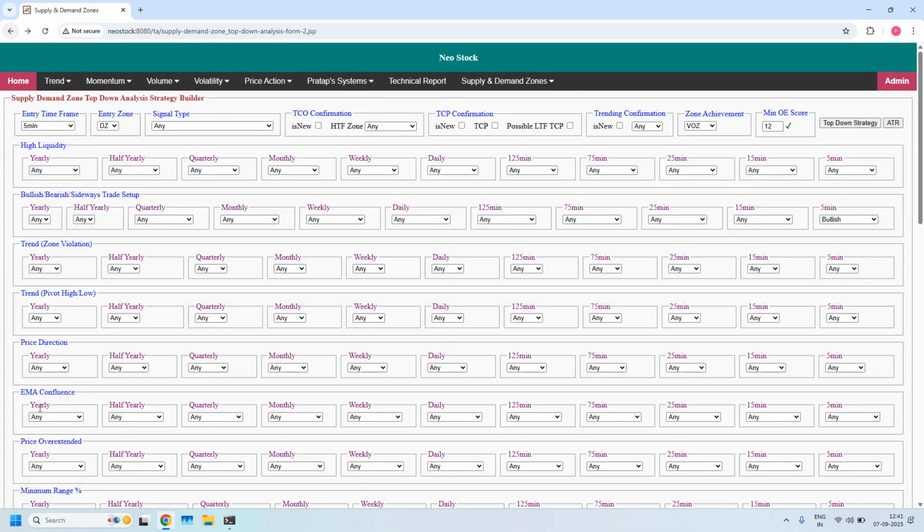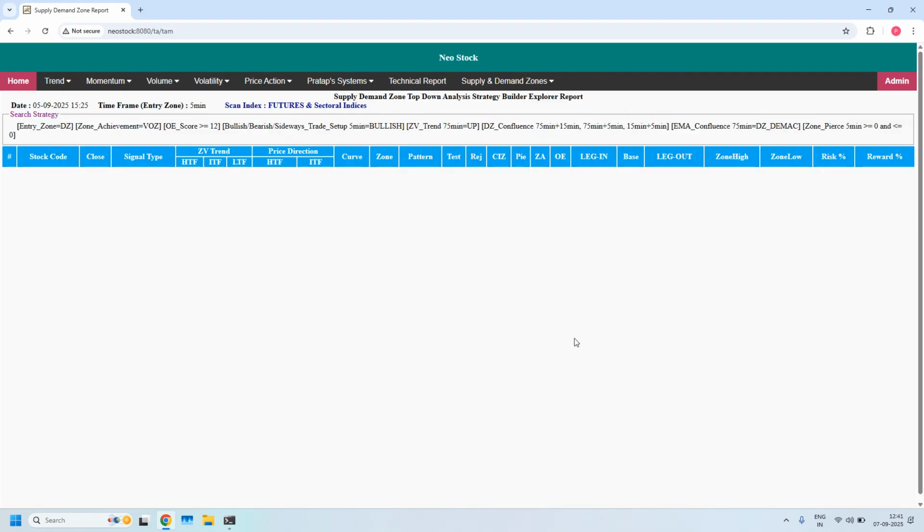Let's verify any EMA Confluence at 75 minutes demand zone. 75 minutes demand zone with daily EMA. At the same time, trend on the 75 minutes should not be sideways. It should be uptrend because it is a bullish trade setup. No stocks. That means we don't have any high probability trade setup, daily demand zones for hourly income trade.